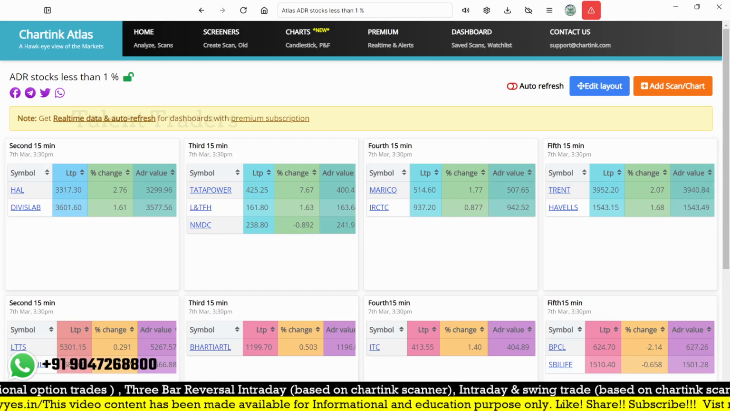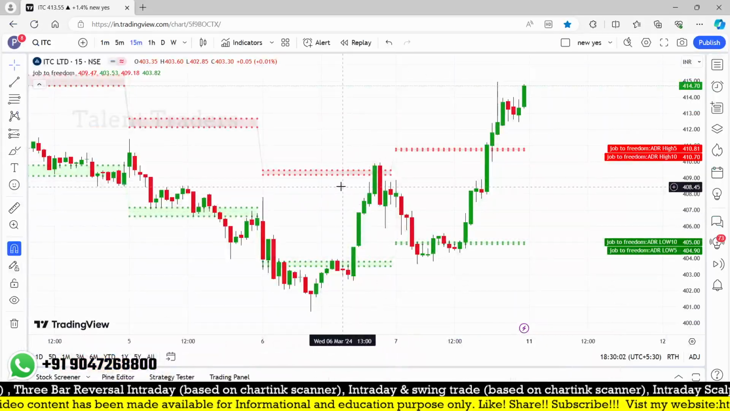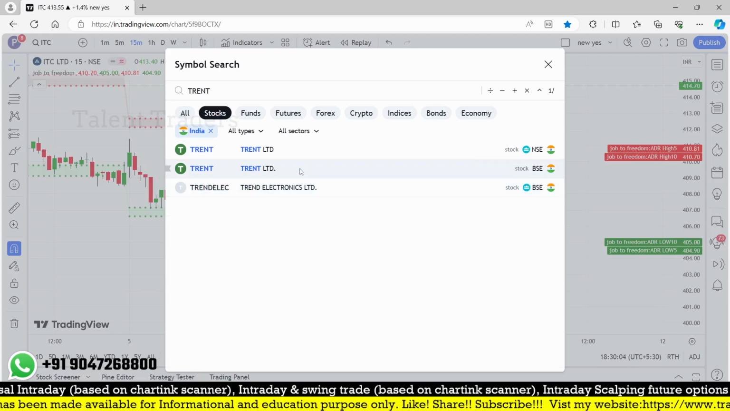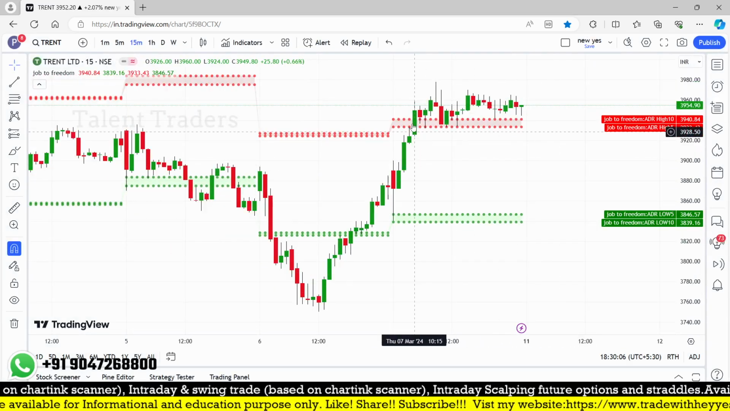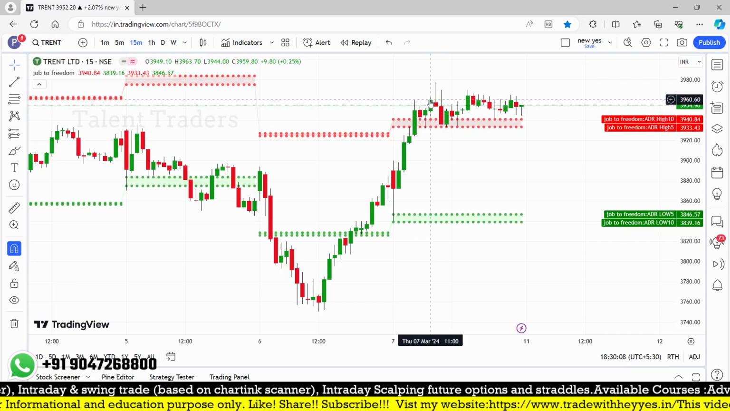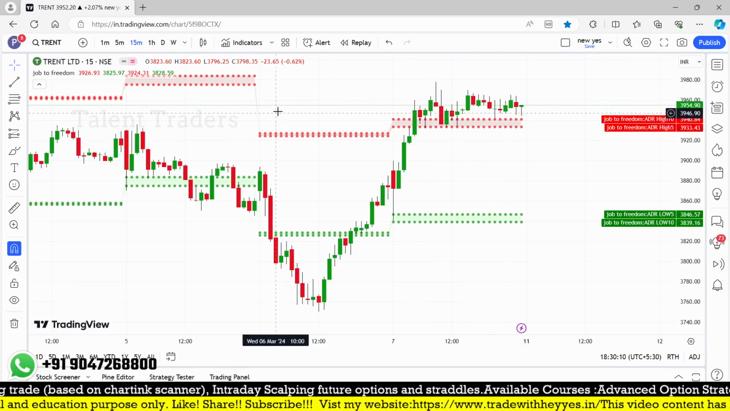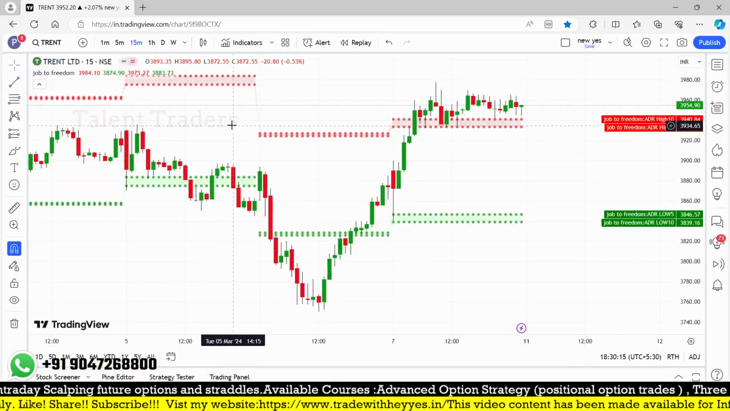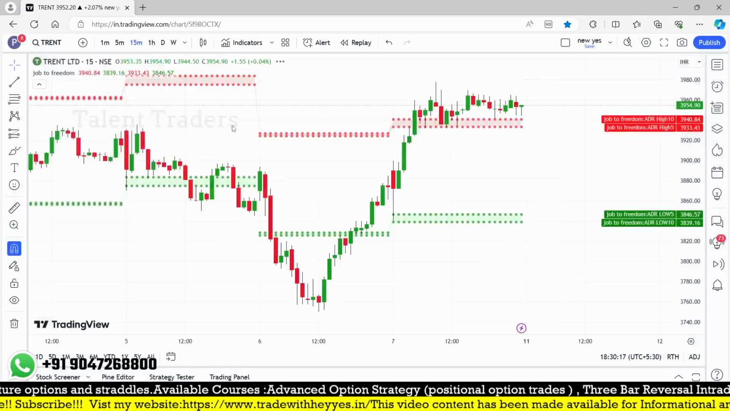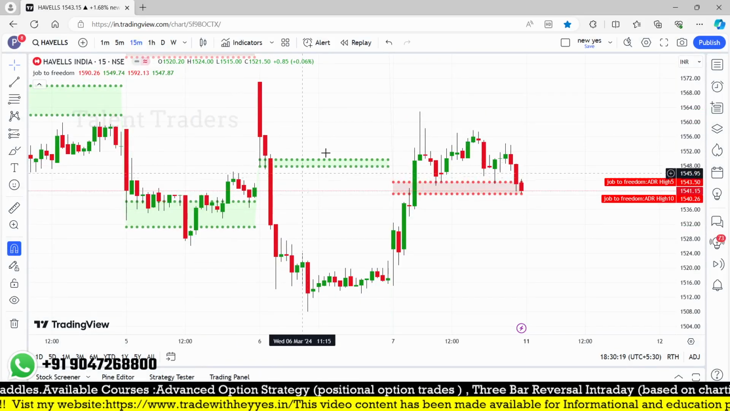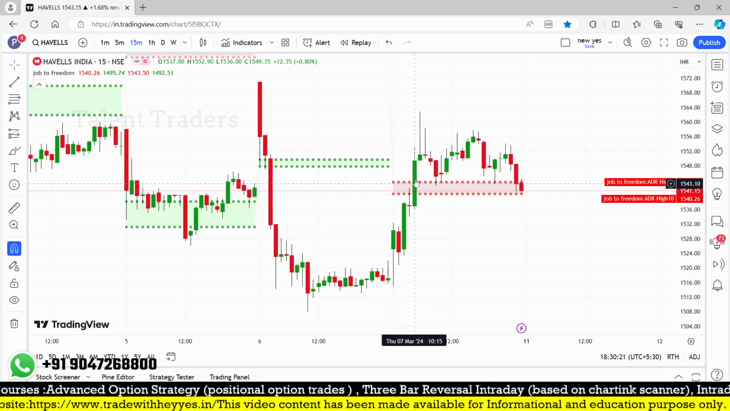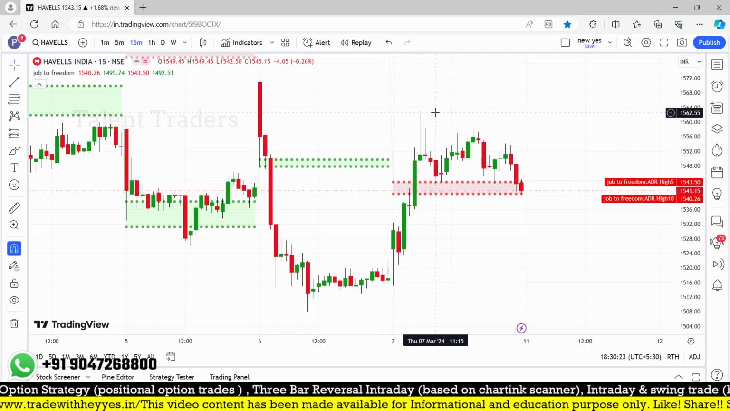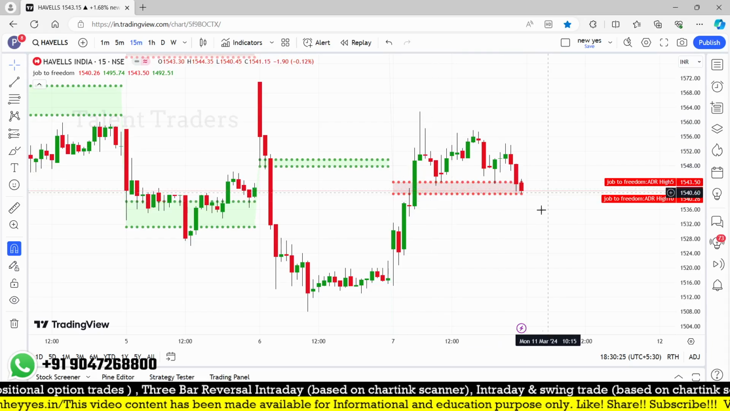For example, fifth candle trend and Havells, which happened. So let me go for Trent. Okay, so here this is a fifth candle after that breakout and it closed on the same level. The stop loss is not broken. Okay, and one more stock is Havells. And if you want to focus on option trades, you have to focus that the stock should be liquid. So here it is moving well, almost 0.1%, and it just jumped and it closed below, but it is not closing.